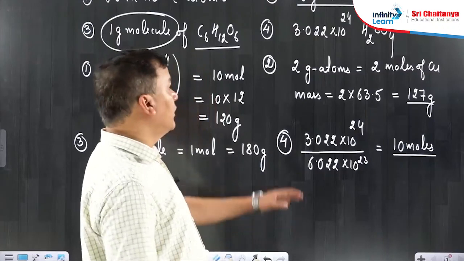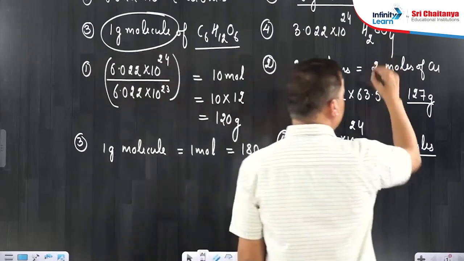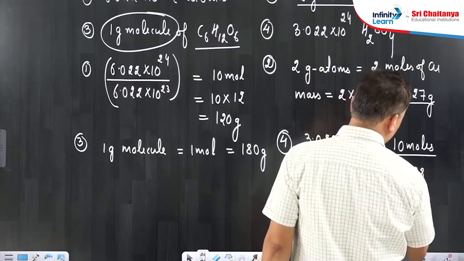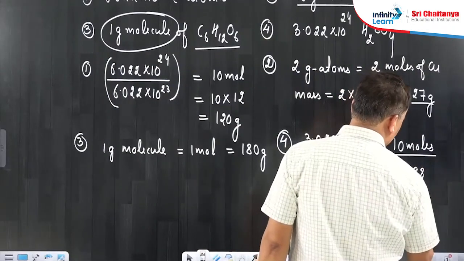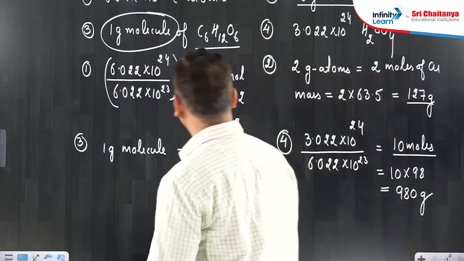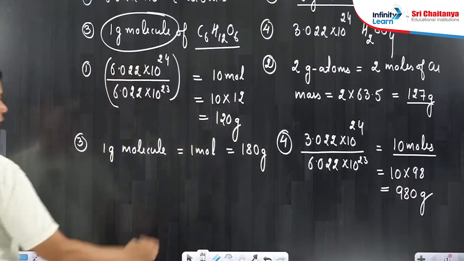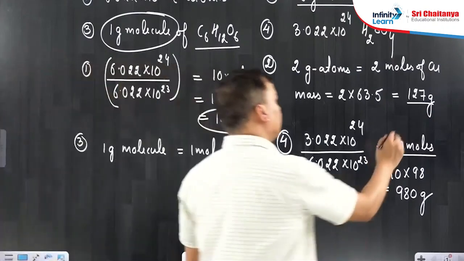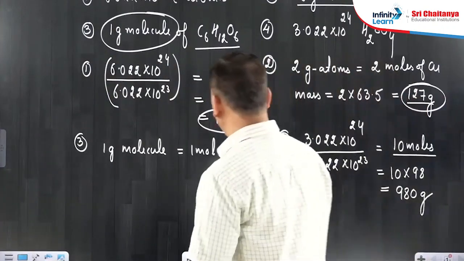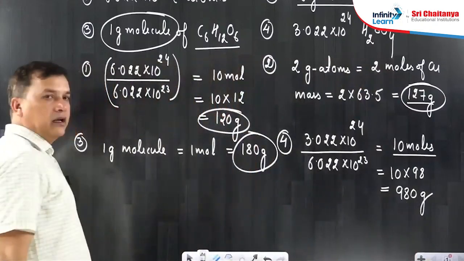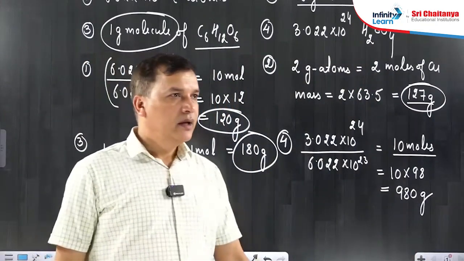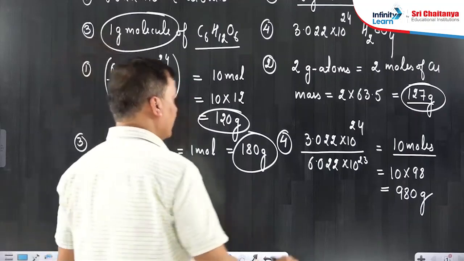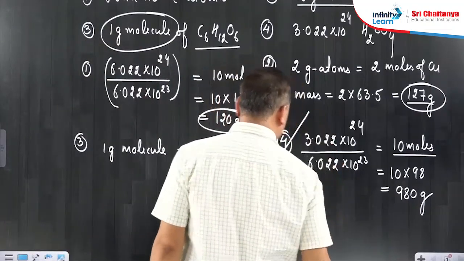But we have to convert into the mass. Now sulfuric acid, here is 10 into what? 98. That is 980 grams. So confirm, in first case it is 120 gram, in second case it is 127 gram, in third case and in fourth case. Is that clear, boys and girls? Please tell me. Very good. So this is your answer.